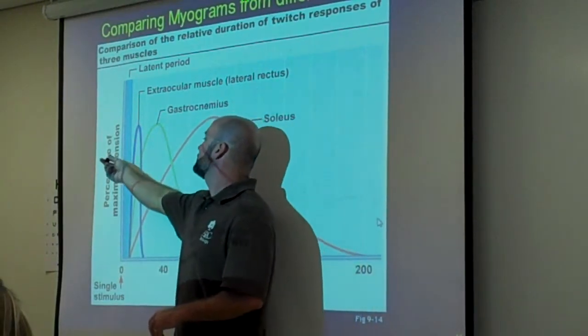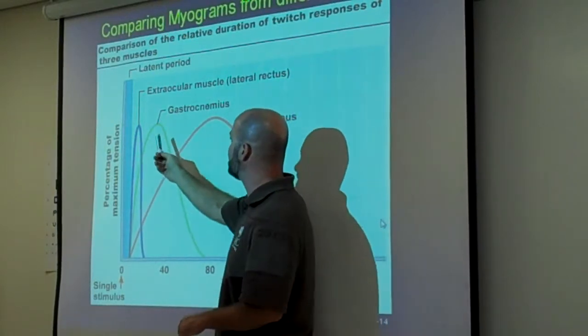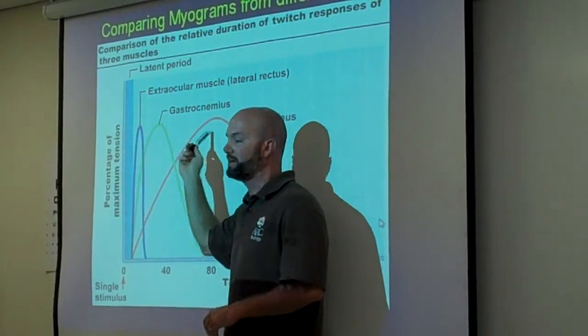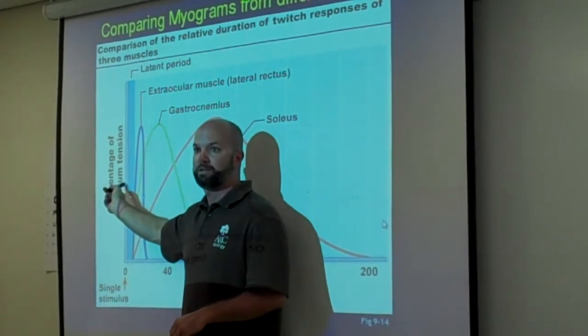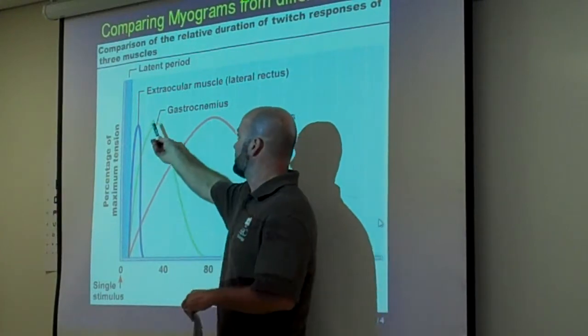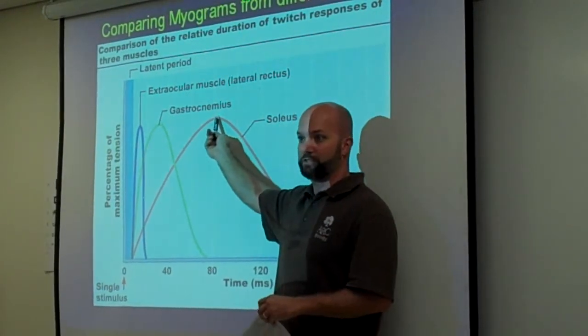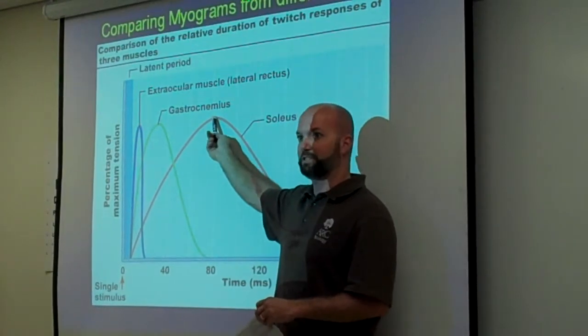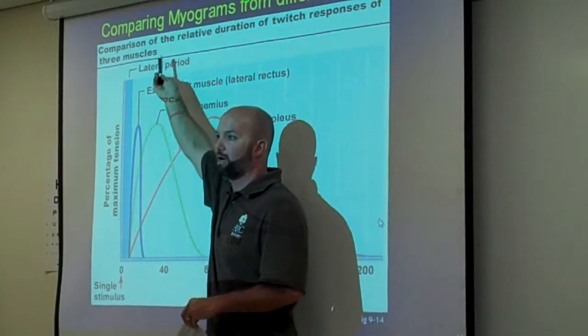Notice they're not putting tension on the y-axis, because if they did, the green would be much higher than the red. They're putting percentage of max tension. So they're making it a relative comparison. This is 100% of what the gastroc can do. This is 100% of what the soleus can do. But if we looked at absolute changes in tension, this would go up a lot more.